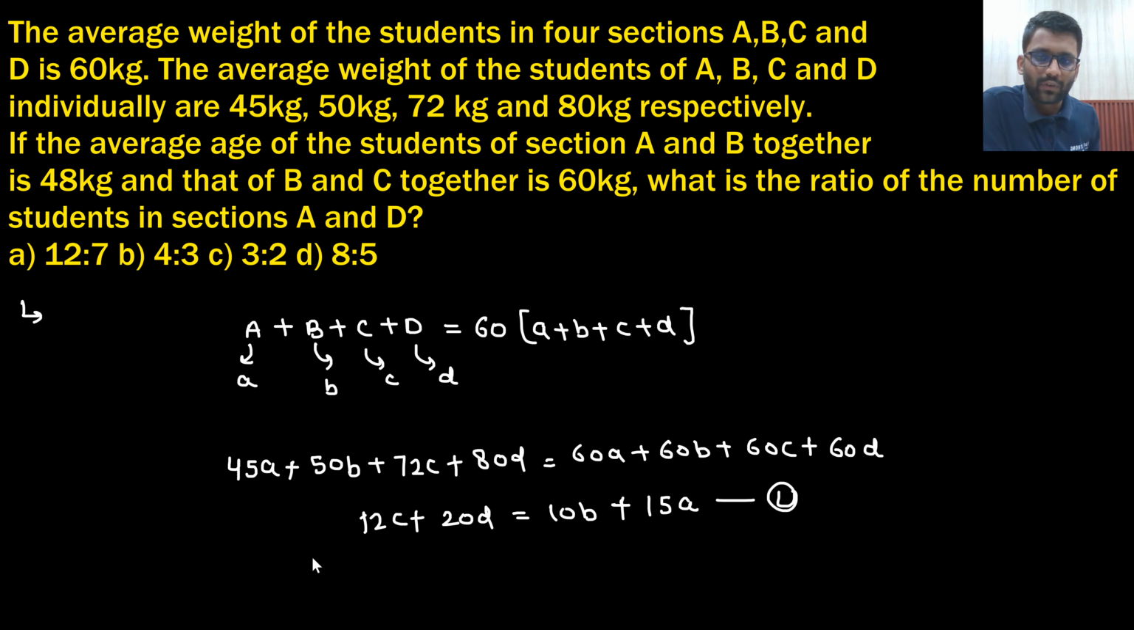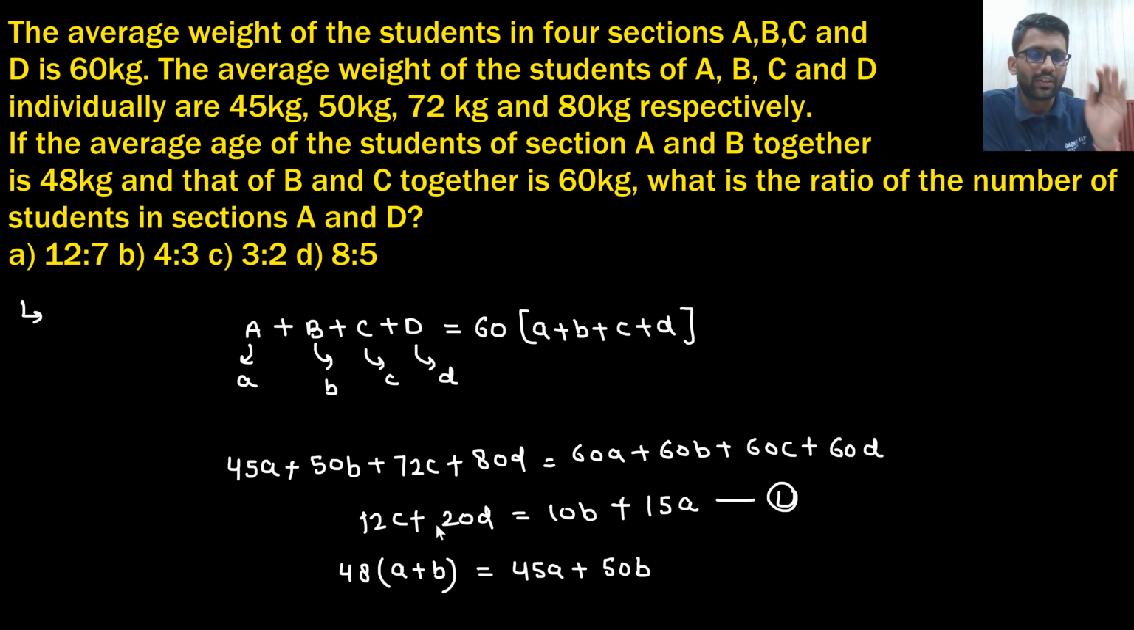So what is the total weight of A and B? That is, the total weight of AB is 48 into A plus B. That is the total weight, and that is equal to 45A plus 50B. Do you agree to this point?